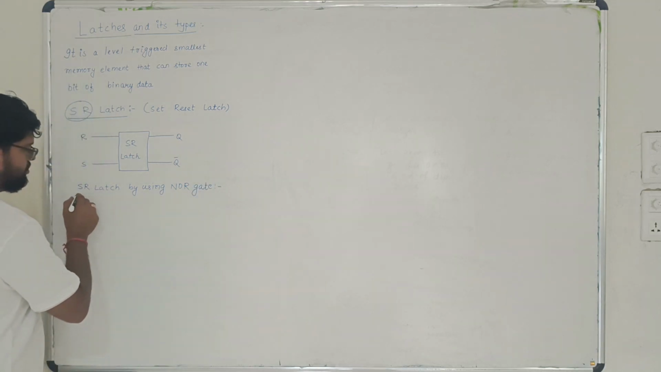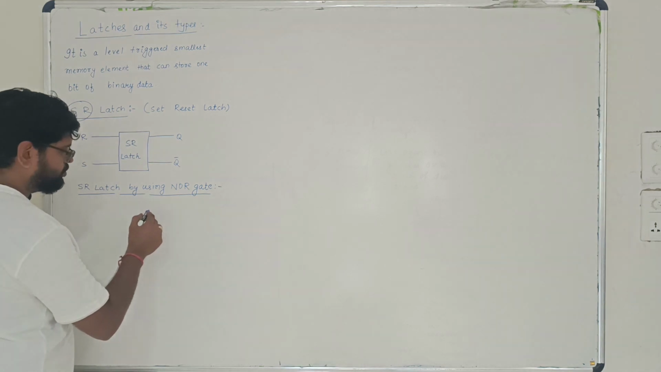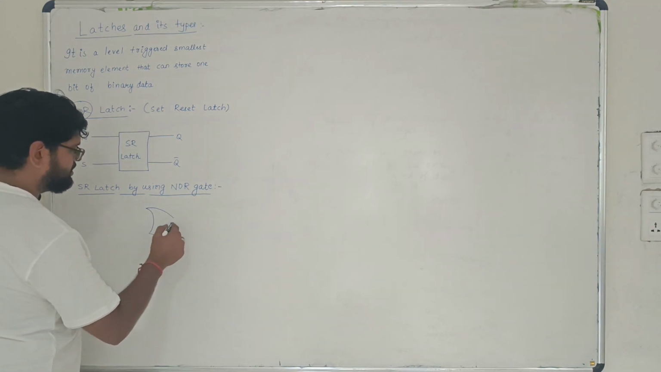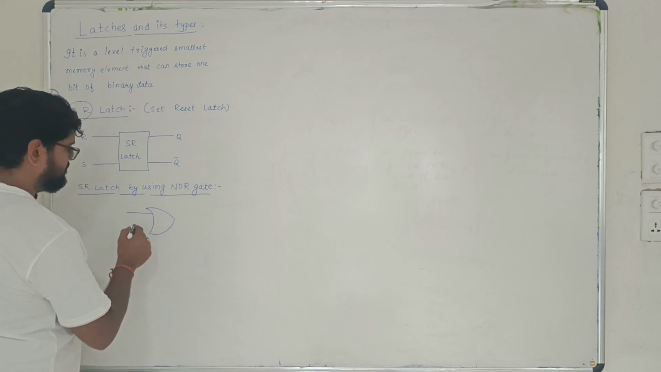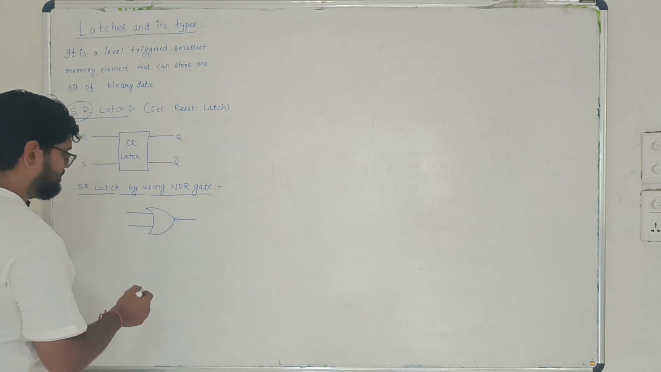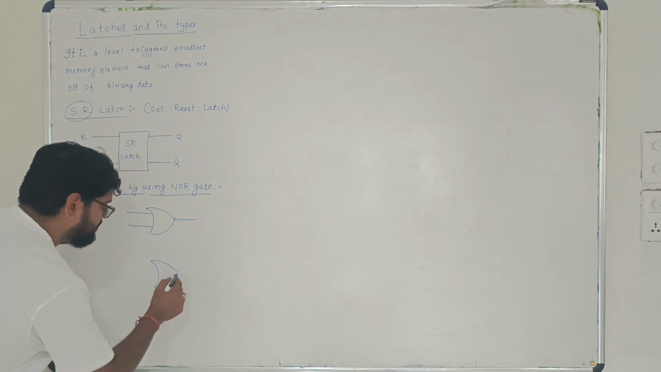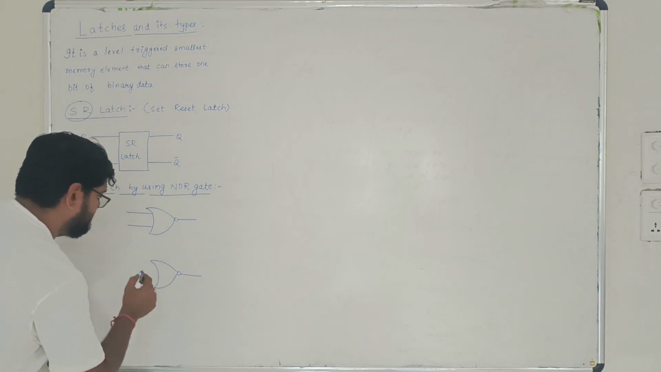Now, the first thing is its design. For designing it, you need to take 2 NOR gates. So I'm taking 2 NOR gates. This is my first NOR gate, and this one is my second NOR gate.